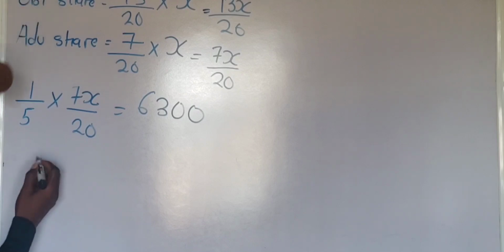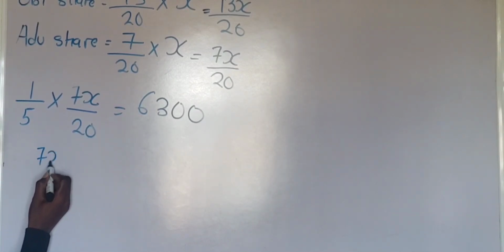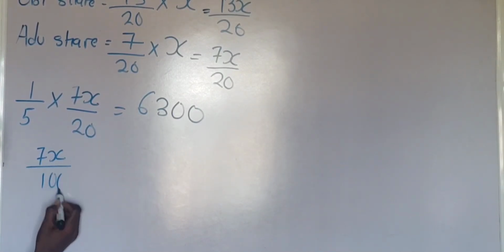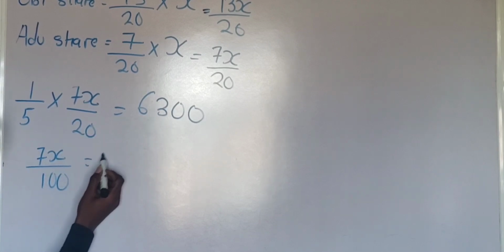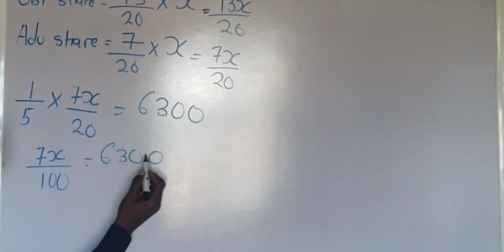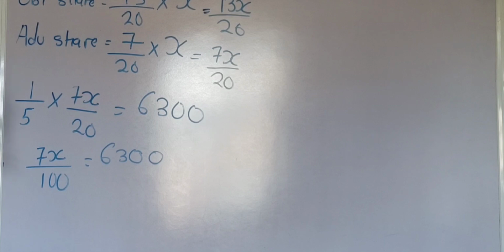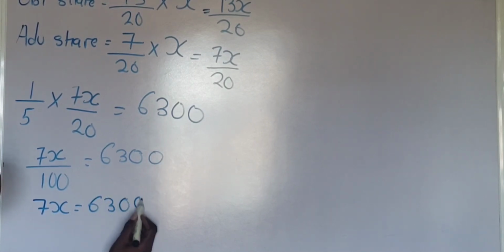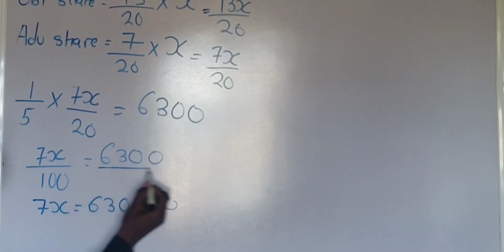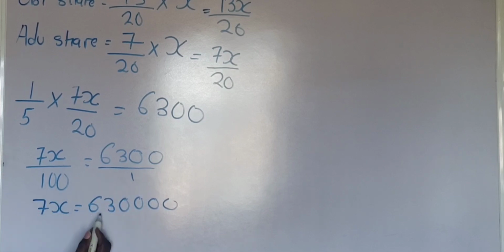For this, I'm going to have 7x all over 100, because 5 times 20 is 100, is equal to 6,300. What are we going to do now? The next step is to cross multiply. If you cross multiply, we are going to have 7x is equal to 100 multiplied by 6,300, that is 630,000. So the next step now is to divide both sides by 7 to get the value of x.